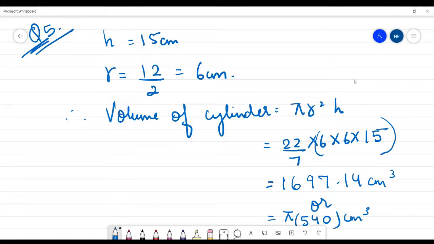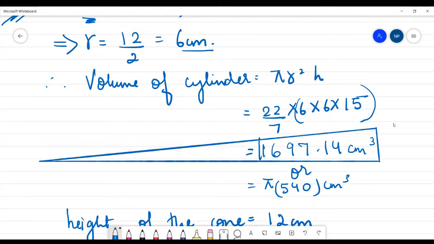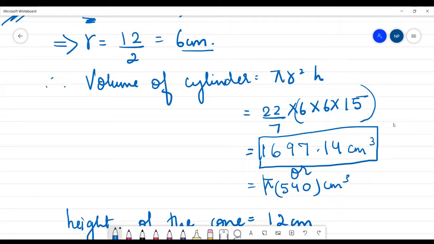So first of all, we will write height of the cylinder as 15 centimeter. Diameter of the cylinder is given as 12 centimeter, so the radius will be 6 centimeter. From here we will find out the volume of the cylinder. This will be pi r square h. So we will write over here 22 by 7 into 6 into 6 into 15. This will be the volume of the cylinder, or you can leave it in the form of pi as well.